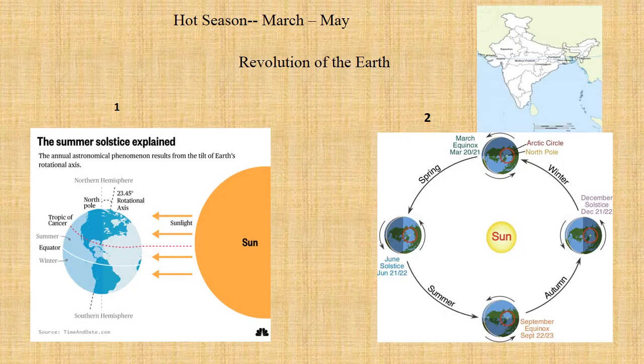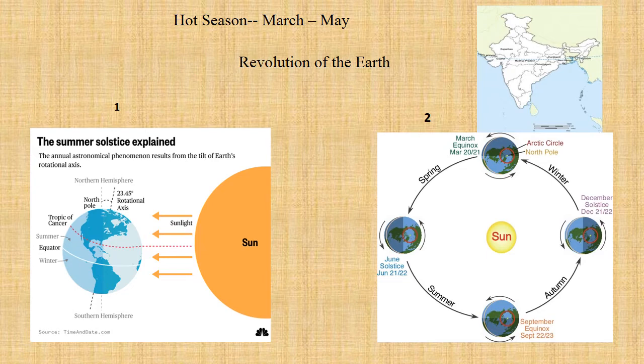Now let's study the hot season, the summer season, which falls in the month of March to May. Let's pay attention to diagram number 2. In this diagram, the revolution of the earth around the sun is explained. If you pay attention to the month of March, on 21st March, the angle of sun rays is 90 degrees over the equator. And that's why we call it equinox.